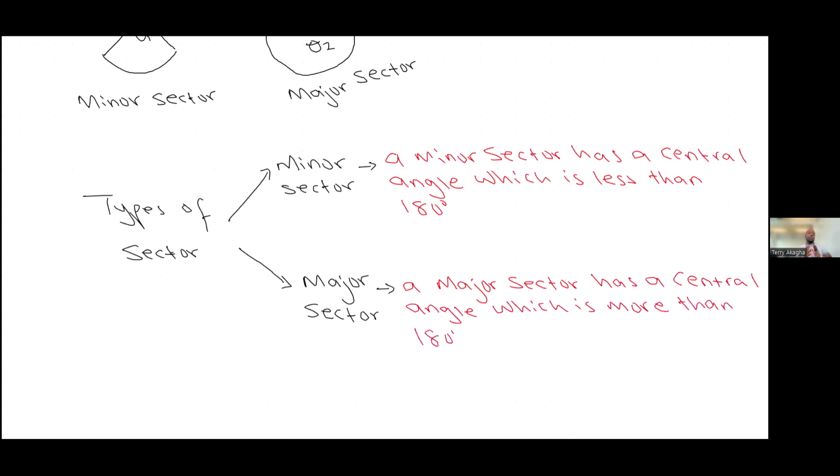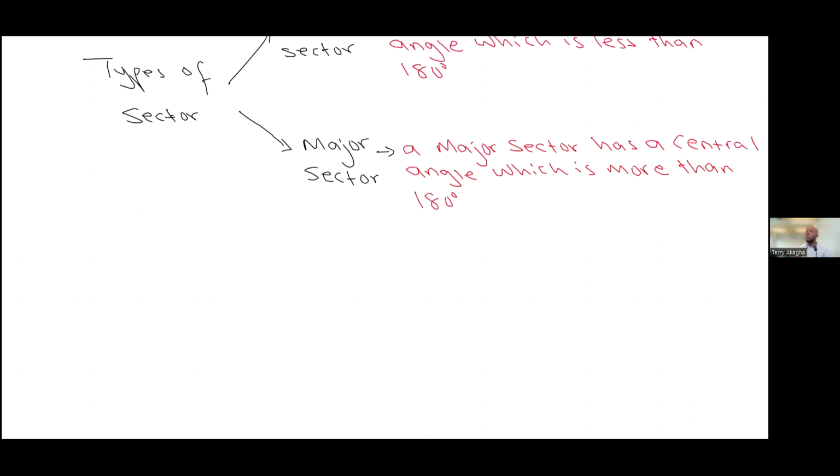Okay, so when the central angle is less than 180, it's a minor sector. When the central angle is more than 180, it's a major sector. So this therefore leads us to the formula.